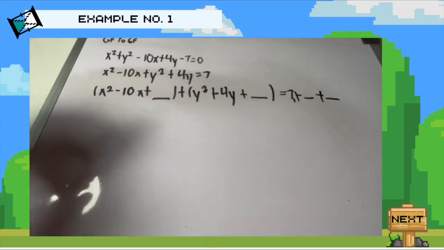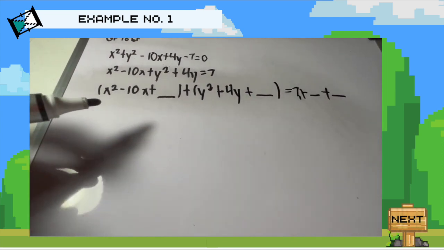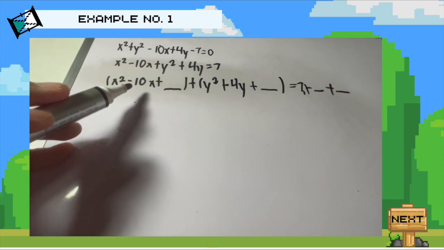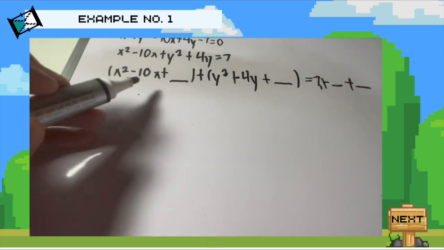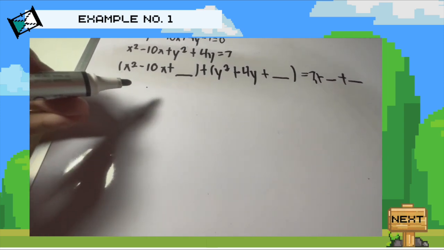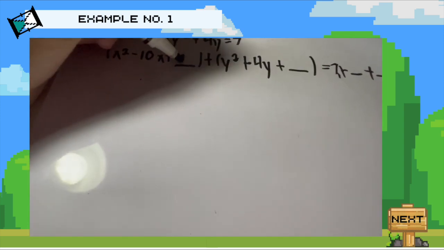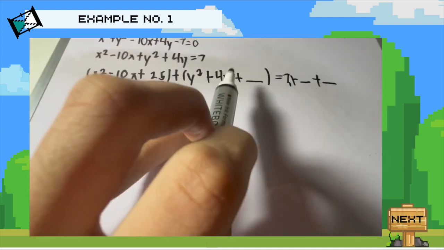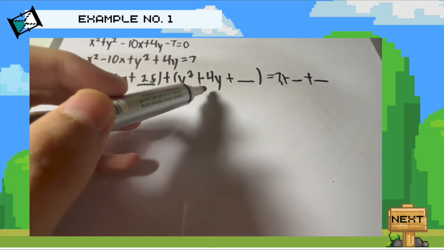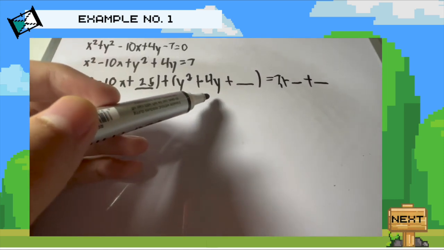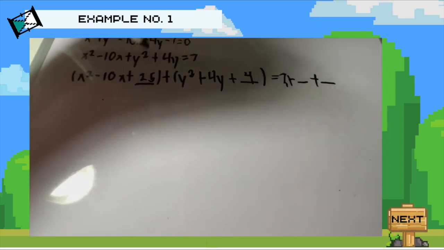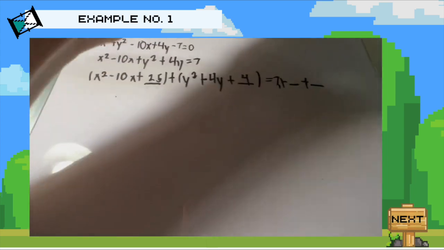So next, let's make our expression inside the parentheses a perfect square trinomial. Get the middle term of negative 10, divide by 2, that is 5, then 5 squared, so it will be 25. Then for this one, get the middle term of 4y, 4 divided by 2 is 2, then 2 squared, so 4. Then we will add these in the right side.